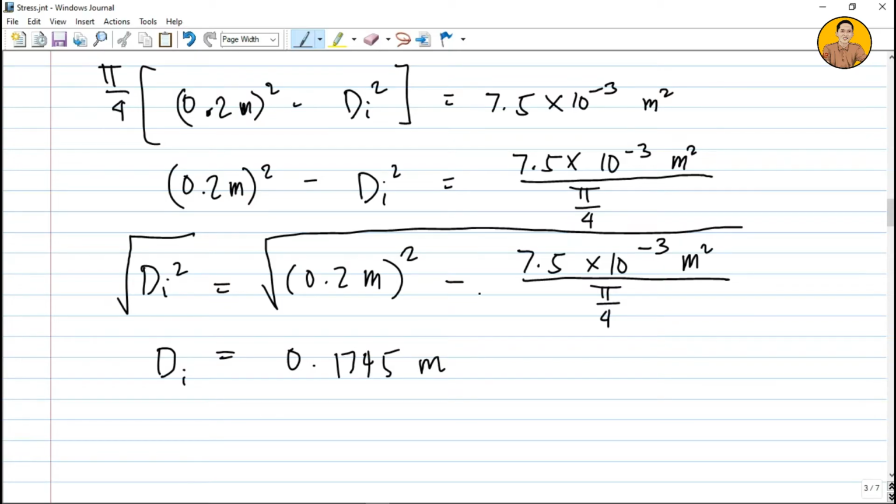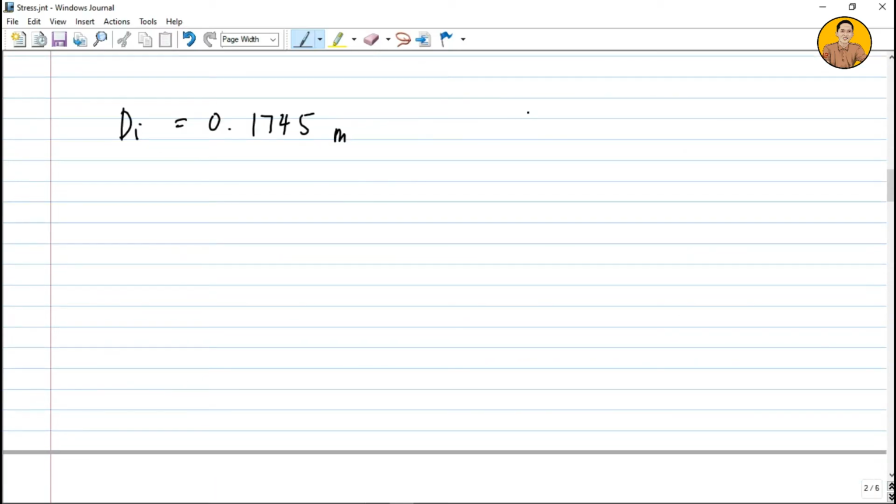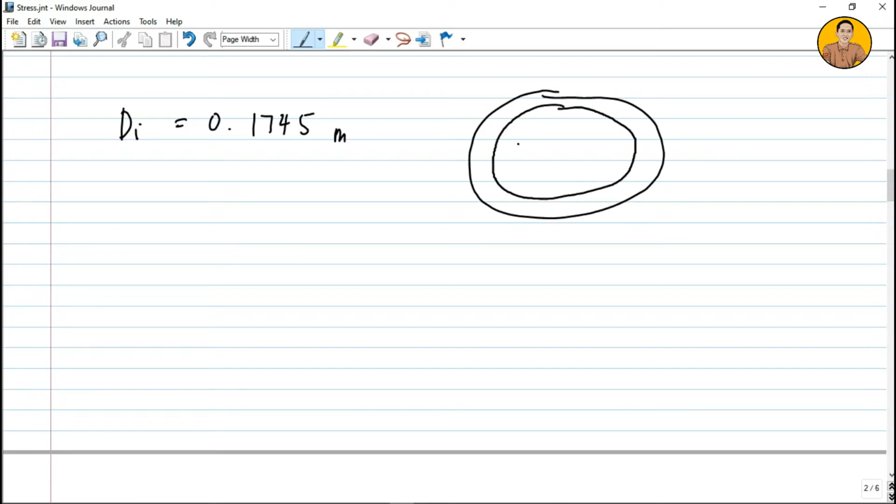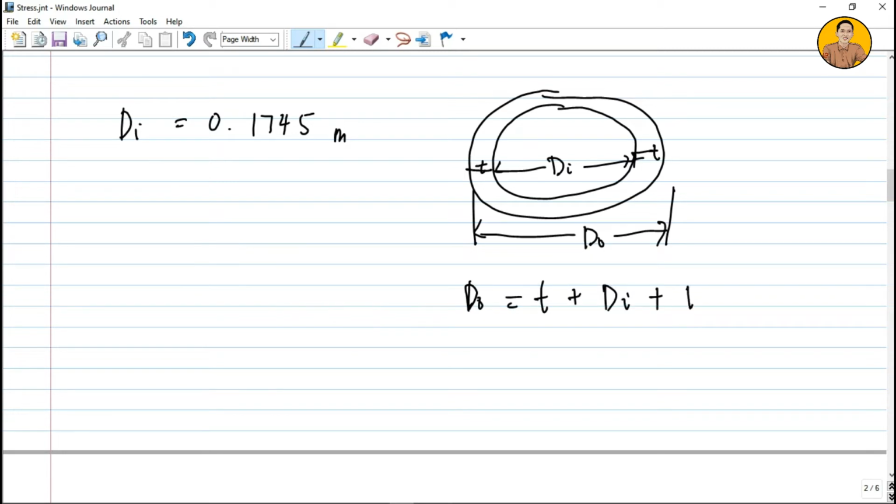We are finding here the thickness. From the geometry of the figure, this is a hollow column. If this is your thickness T here, then this is your inside diameter, and this is the outside diameter. Therefore DO is equal to T plus DI plus T, or DI plus twice the thickness. So therefore T is equal to DO minus DI all over 2.